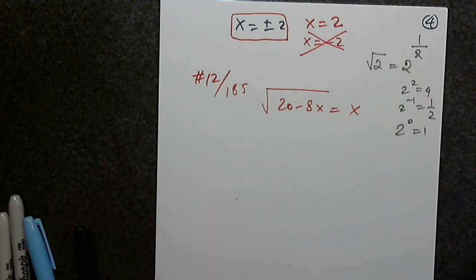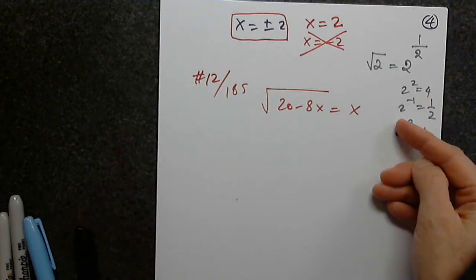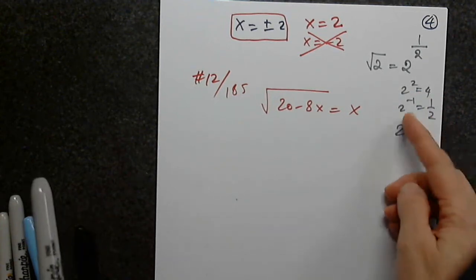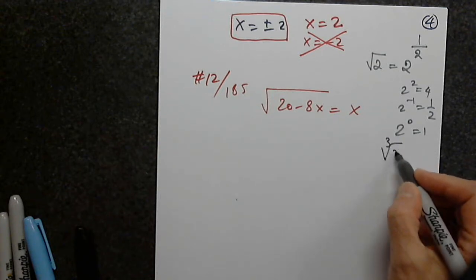So remember, the square root of 2 is the same as 2 to the 1/2. It cannot be power 2 because that's 4. It cannot be power negative 1/2 because it's negative 1 because it's 1/2. It cannot be power 0 because it's 1. All radicals represent fractions as exponents. Okay, so can anyone give us now the cube root of 3?